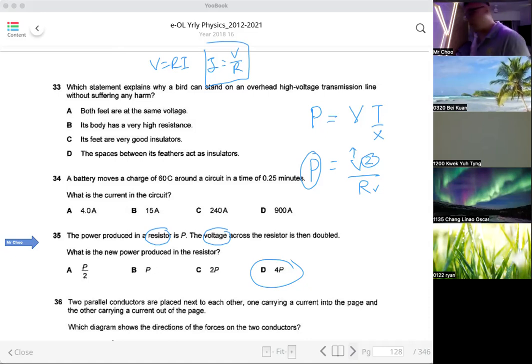Okay, so for this question, most of you counted wrongly. So the answer for this will be D, because your resistance does not change, but your voltage is actually doubled. So when something is doubled, squared, your P will be doubled squared, which is 4 times. Is that clear?